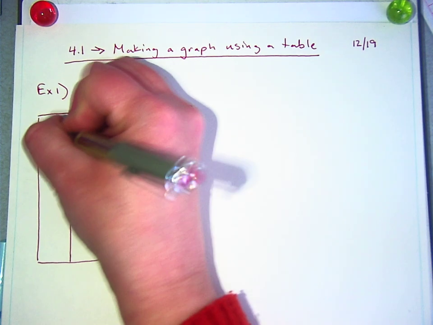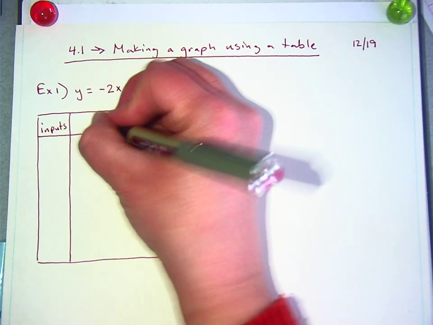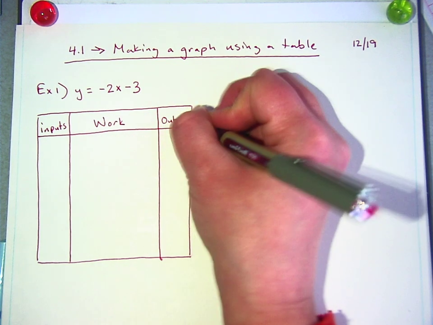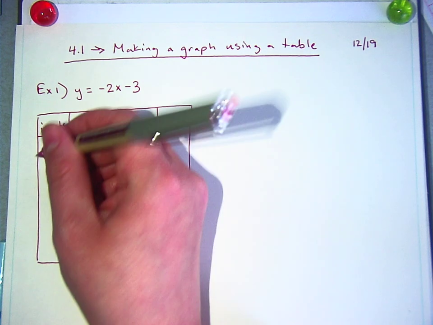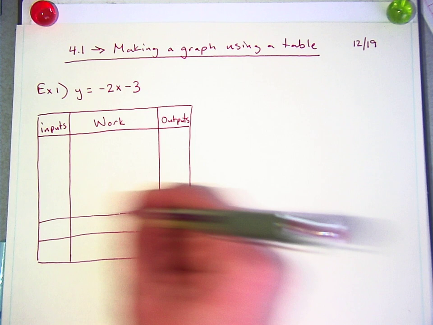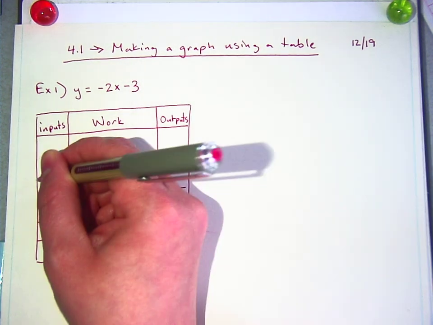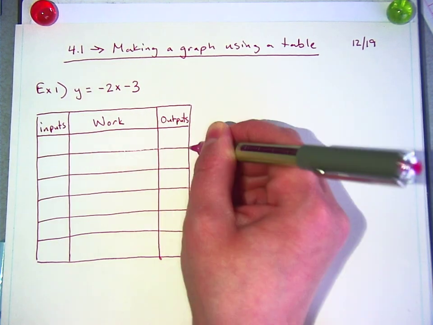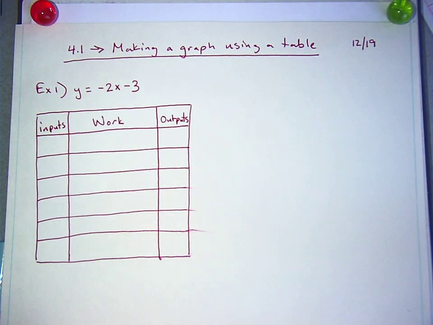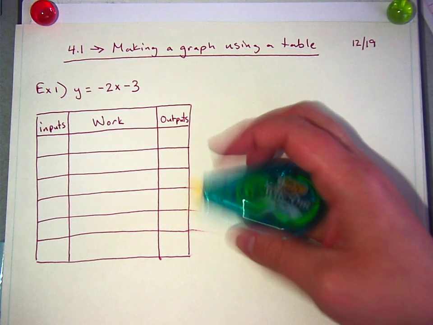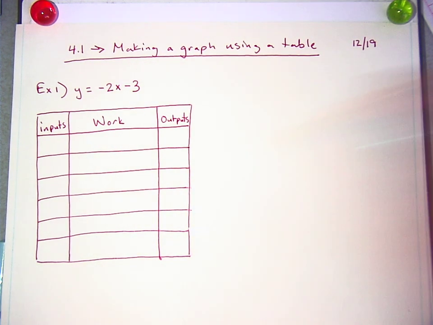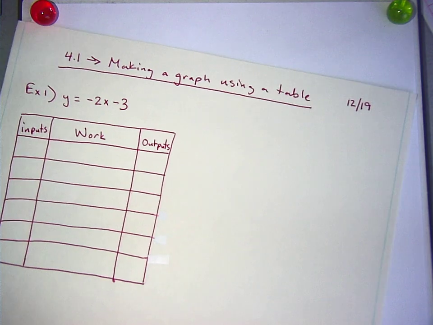I am going to write right here. Over here is going to be inputs. Here will be your work. And here will be outputs. Let's see. 1, 2, 3, 4. That is 6 more rows. Okay.